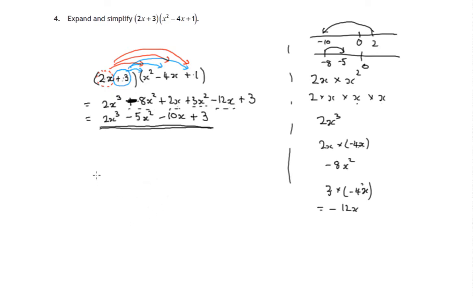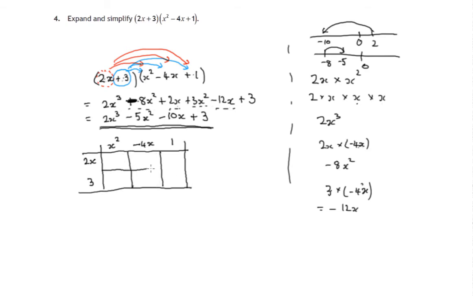Now I'll show you another way of doing it. Let's take the 2x and the 3, and let's take the x squared, the negative 4x, and the 1. Now we've got a rectangle here with 6 boxes. Now you can do them in any order you like.